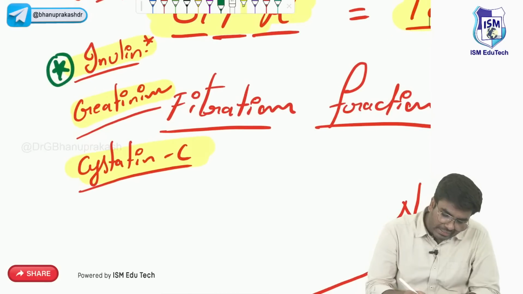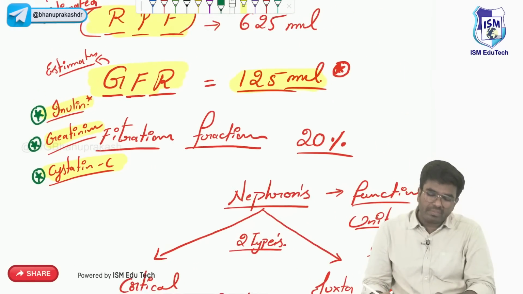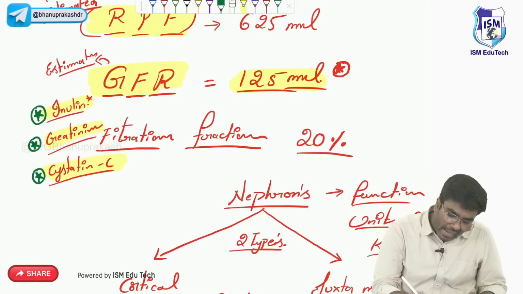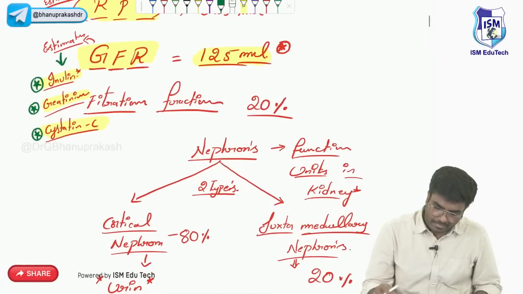With the help of markers like inulin, creatinine, and cystatin C, you can actually do the estimation of GFR, that is 125 ml. Okay.